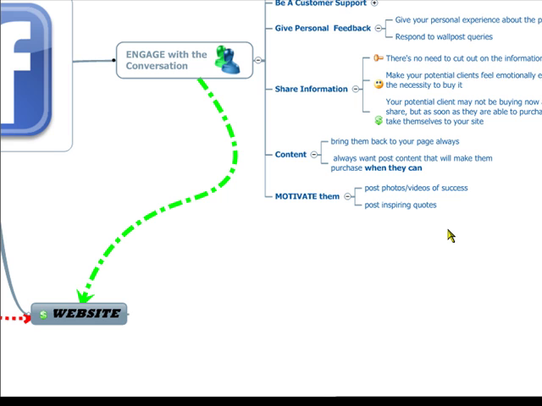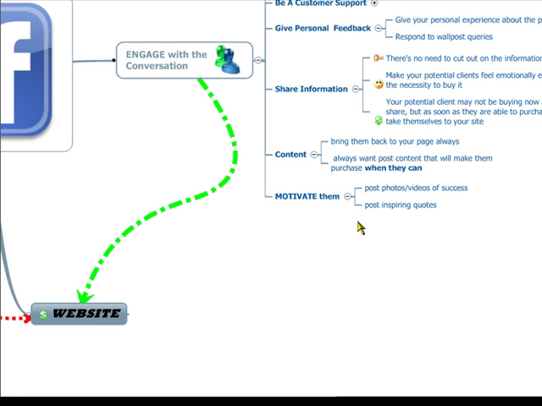And always post content that will make them purchase when they can, okay? When they can. So that's the point of it. Always make them purchase when they can. Don't push it like you're so desperately needing them to buy it, okay?